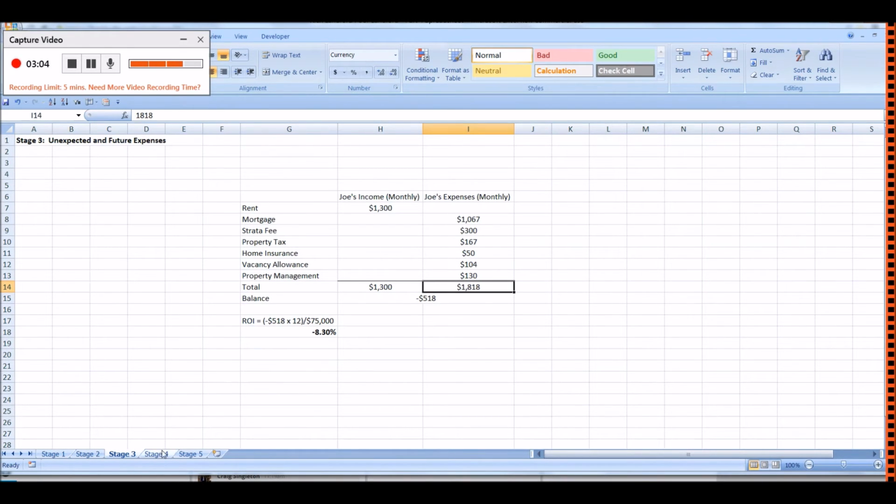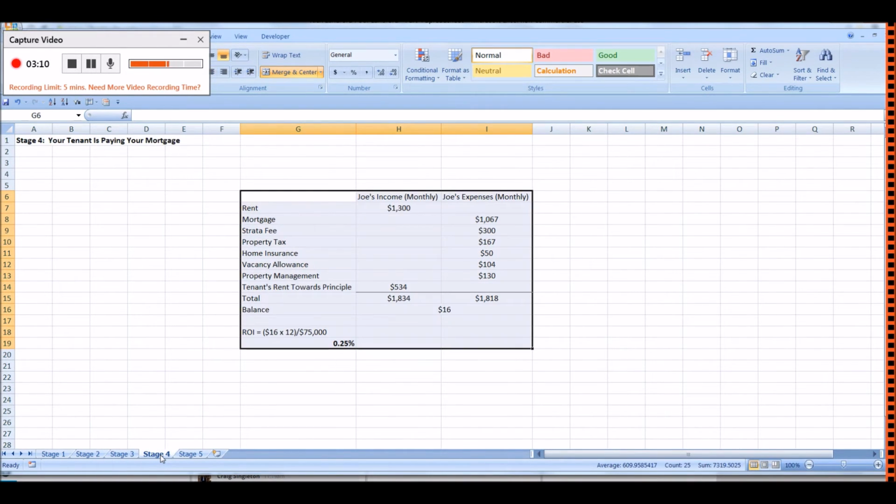So it looks pretty gloomy and dim, right? But top real estate investors don't forget to add this. Stage 4 is your tenant is paying for your mortgage. Most people have a mortgage that's blended between interest and principal. So in the beginning of your mortgage, about 50% of your mortgage payment goes towards principal and 50% goes towards interest.